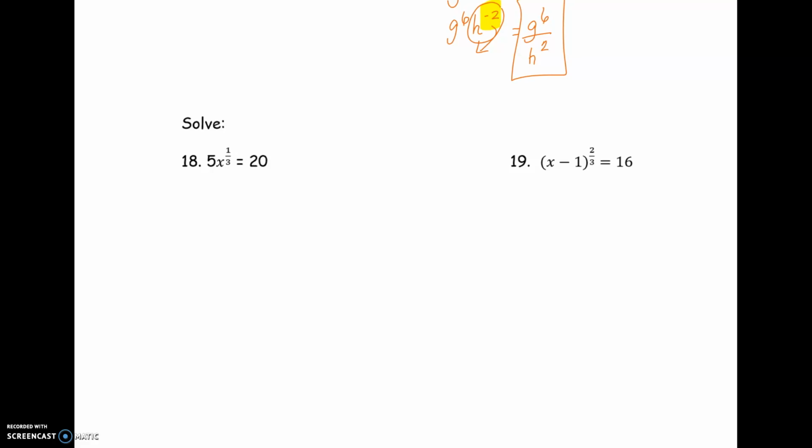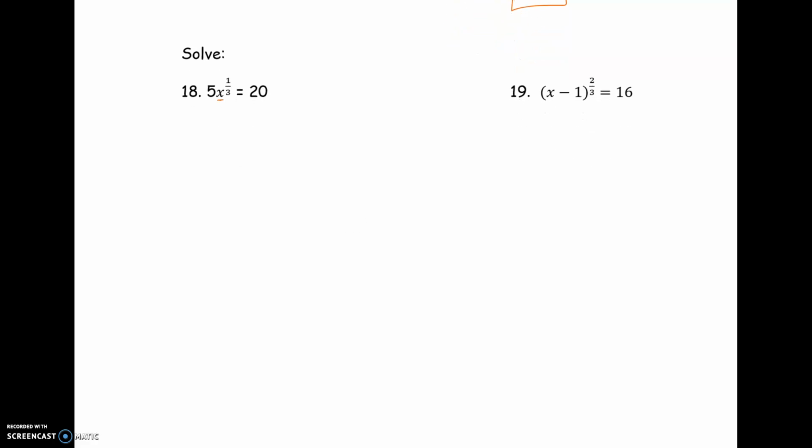Okay. Numbers 18 and 19 you're solving. That means for 18, 5x to the 1/3 power equals 20. I want to get x by itself. Right now I have 5 times x to the 1/3 power. So to undo multiplication, I'm going to divide. When I divide, I'm left with x to the 1/3 power equals 4. How do I get rid of the 1/3 power so I just have x? I multiply by the reciprocal. The reciprocal of 1/3 is 3, or 3 over 1. These all become 1, and I get x equals 4 to the 3rd power. And 4 to the 3rd power is 4 times 4 times 4, or 64.